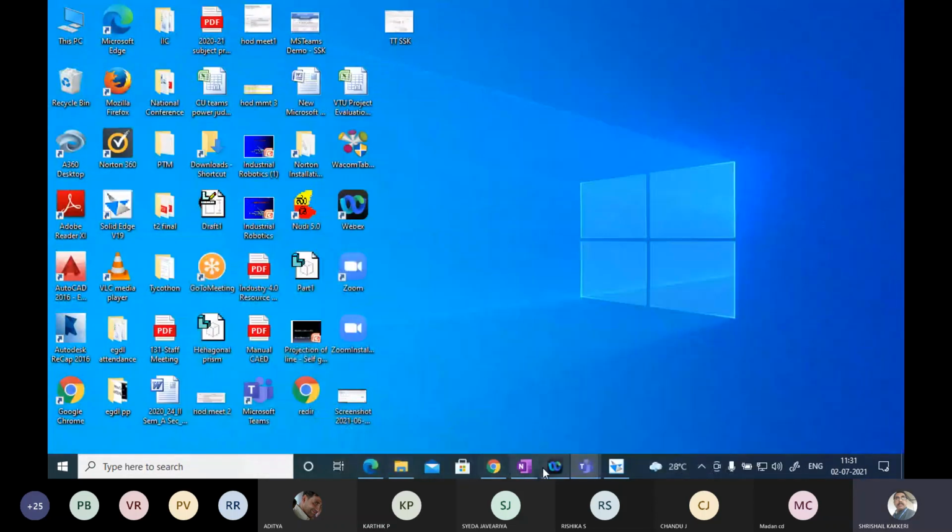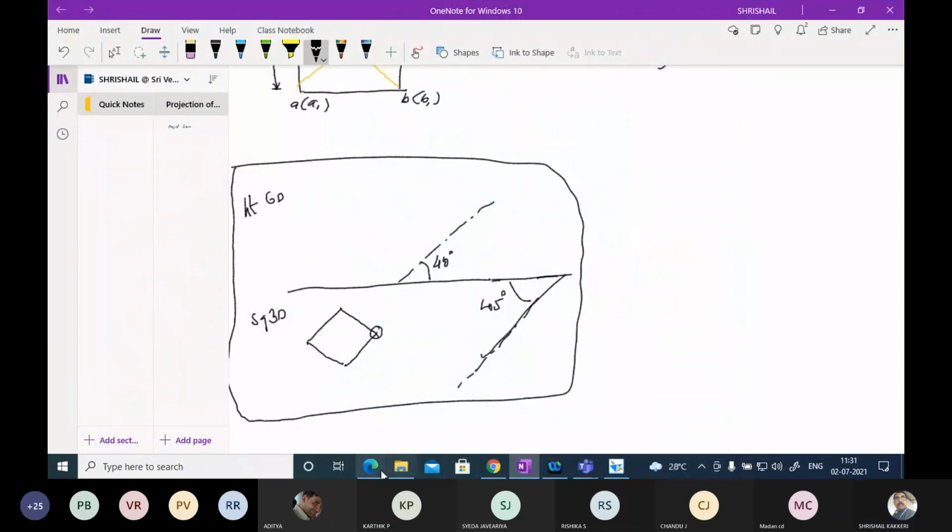A square prism, 35 mm sides of base, axis 60 mm, resting on one of its corners of the base, such that the axis is inclined at an angle of 40 degrees to the horizontal plane. That means it is inclined at an angle to the vertical plane, and the axis appears to be inclined at an angle of 45 degrees to the vertical plane.